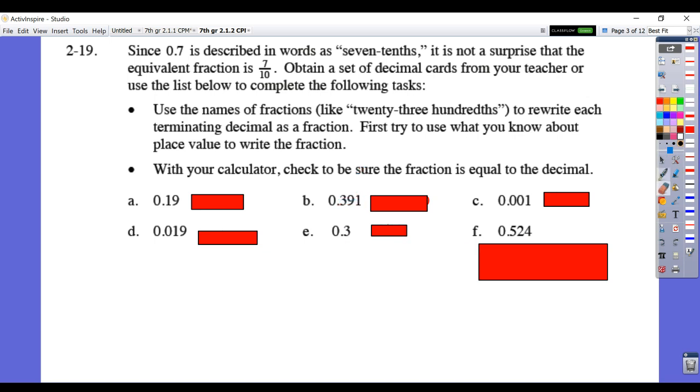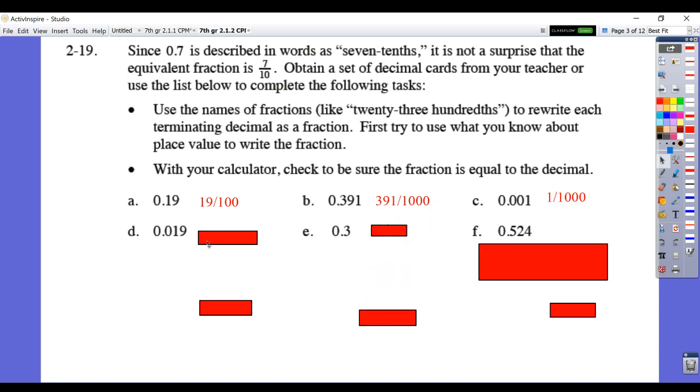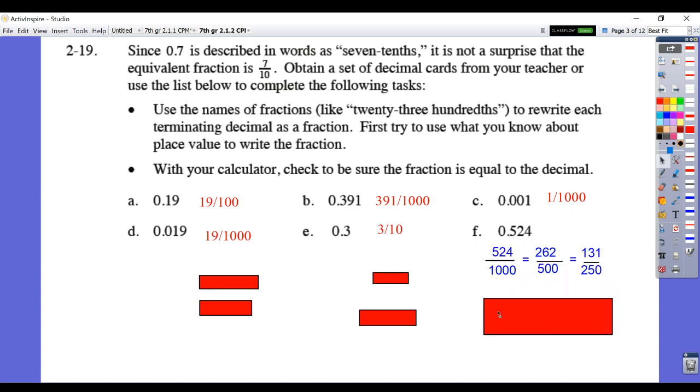So based on the way that we read those, that's also how we write the fraction. We said this would be 19 hundredths, so we'd write the fraction 19/100. 391/1000, 1/1000, 19/1000, 3/10, and 524/1000. Now this one can be simplified, as you can see I did. I first divided both these by 2 and then by 2 again to get a final fraction that's simplified. But the key is, if you're reading the decimals correctly using your correct place value vocabulary, you have the fractions from that.